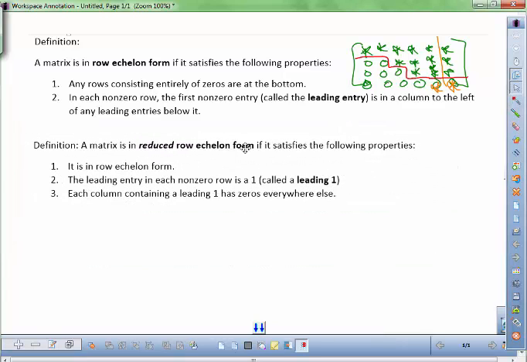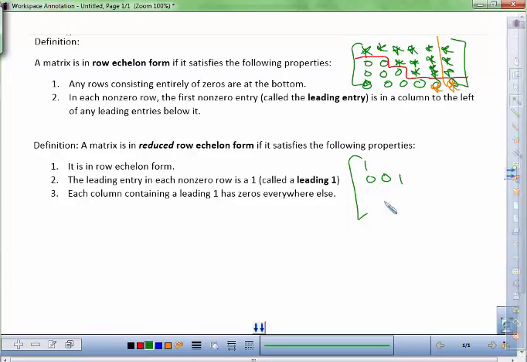So a reduced row echelon form has added properties to something like this, and the added property is that the leading entry in each row is 1. So you can reduce it by just dividing things out.